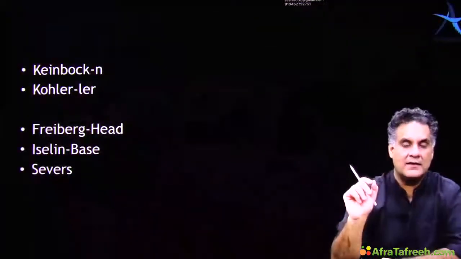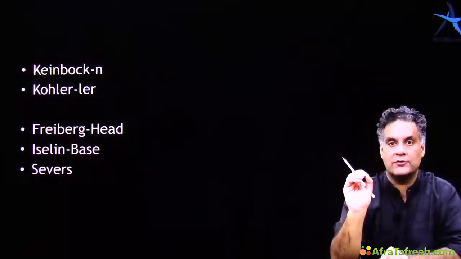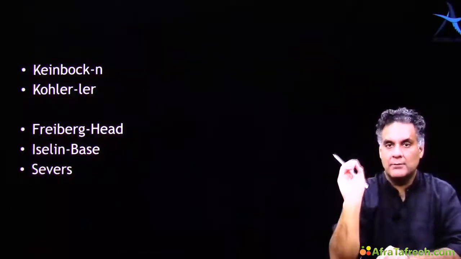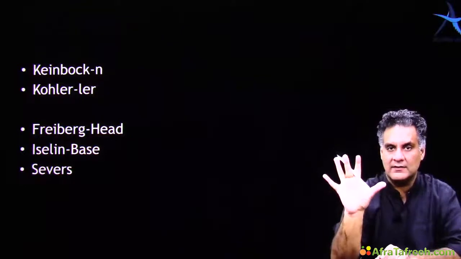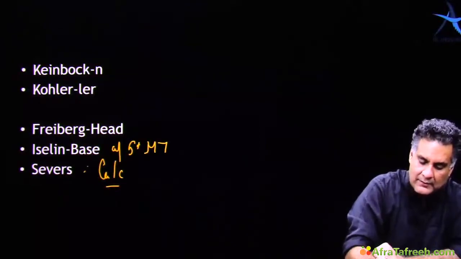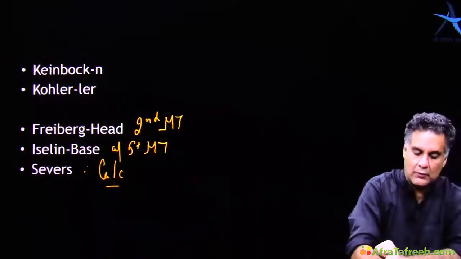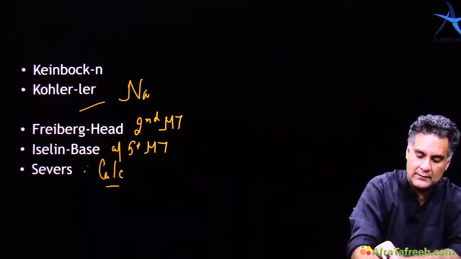And when there is fragmentation of the cartilage with underlying bone, it's called osteochondritis. Important are 5 osteochondritis. Sever's involves the calcaneum. Iselin's is the base of the 5th metatarsal. Freiberg's is the head of the 2nd metatarsal. Köhler is the navicular.